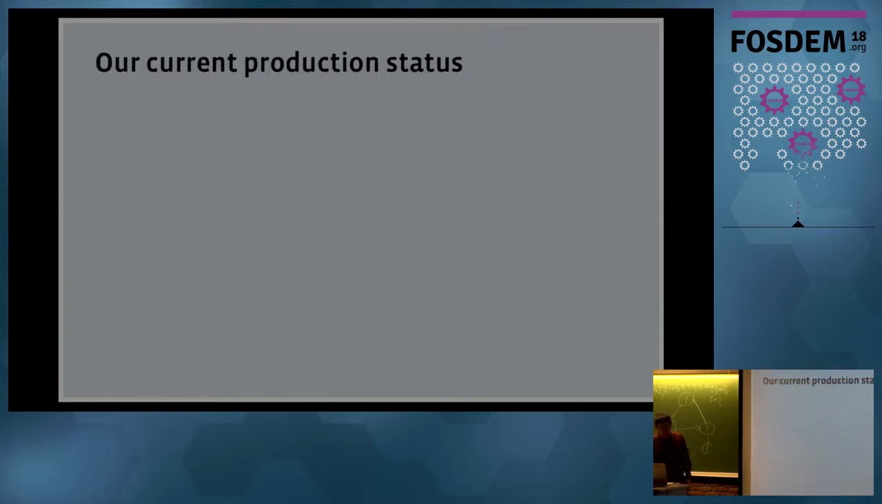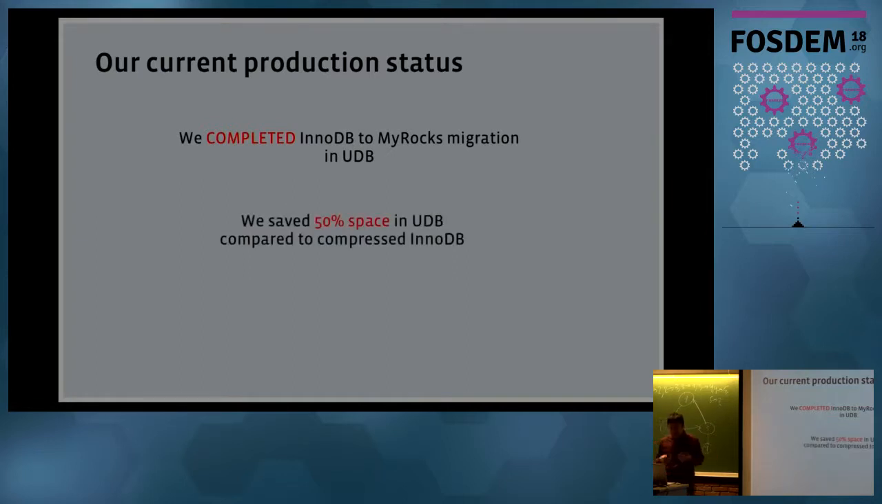Our current production status is that we completed the InnoDB to MyRocks migration in our biggest UDB database tiers. And we could save 50% space in UDB compared to compressed InnoDB, so we could achieve our original goals. We started working on migrating other large database tiers. UDB is by far the largest database at Facebook, but we have several database tiers, so we are trying to gain benefits.